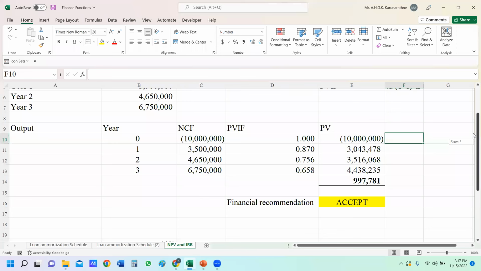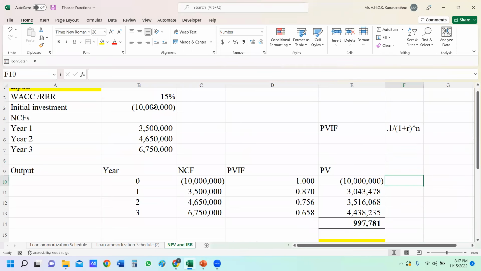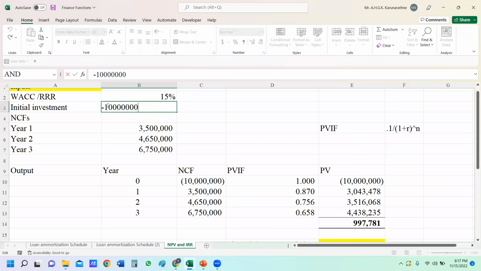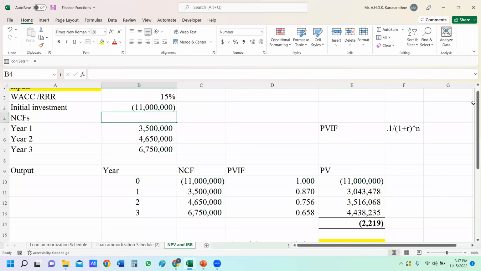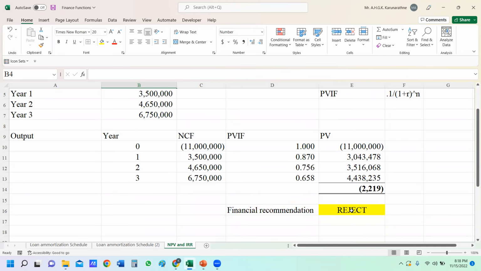Right. Okay, accordingly, in case your initial investment increases from 10 million to 11 million, what happens? NPV becomes minus, and you can see your model says reject. Okay, like this you can improve this model.